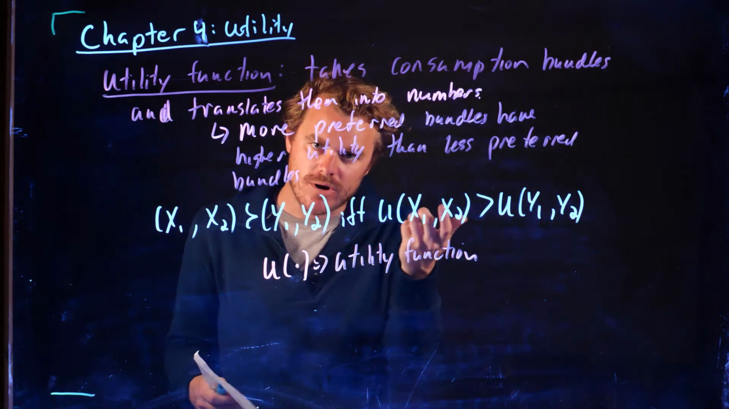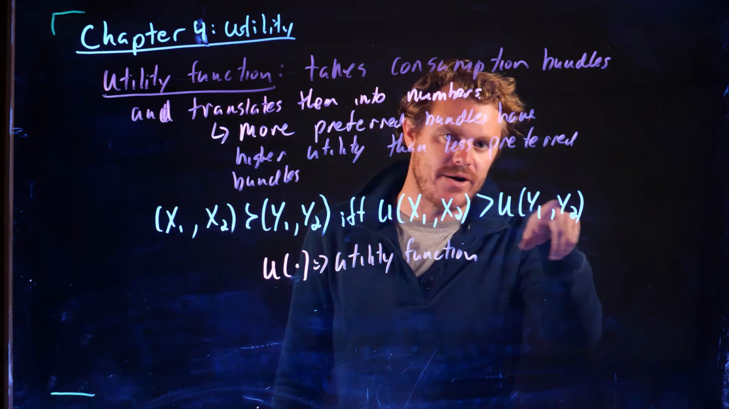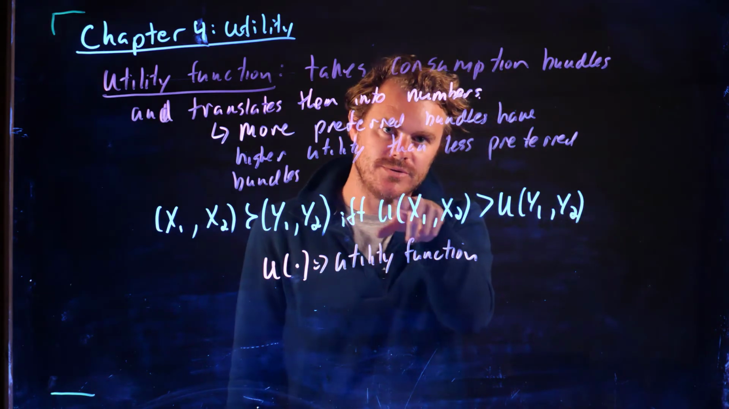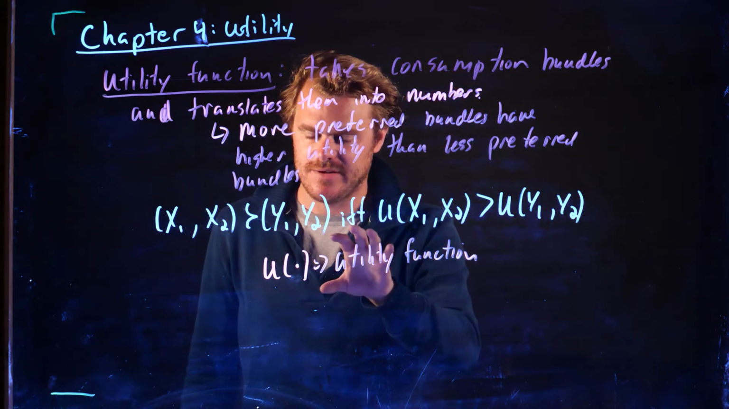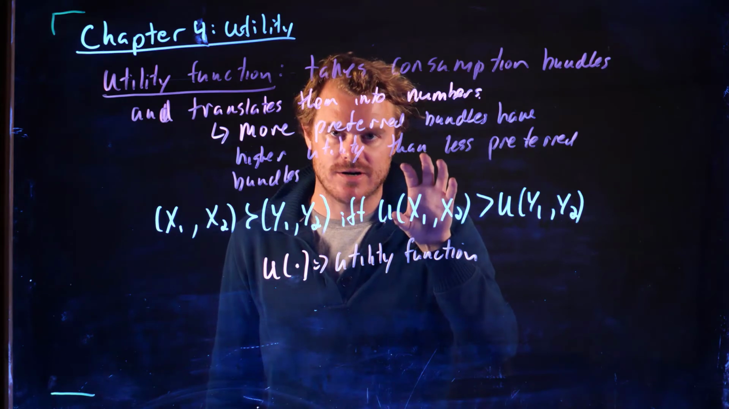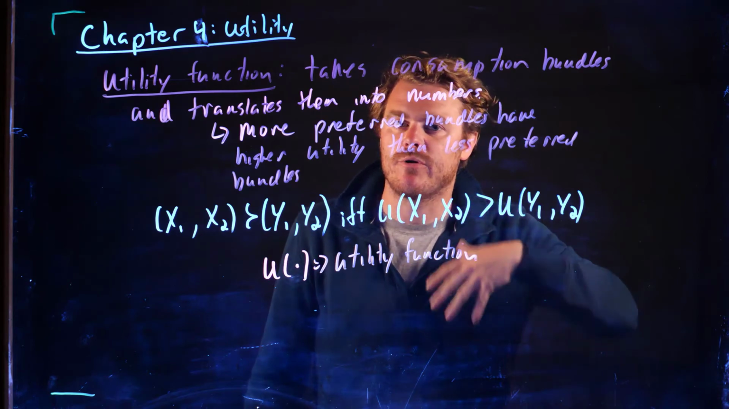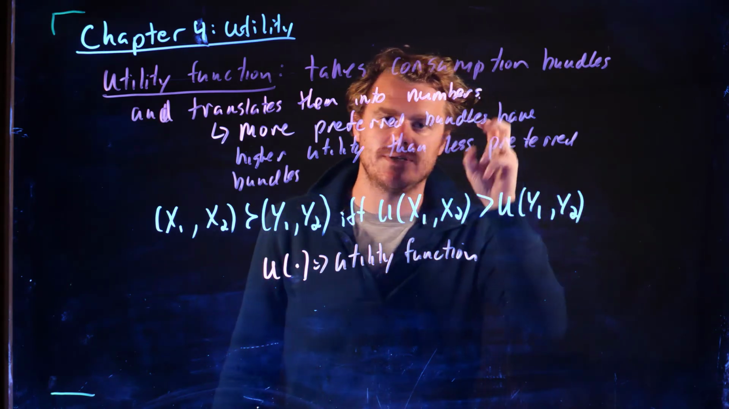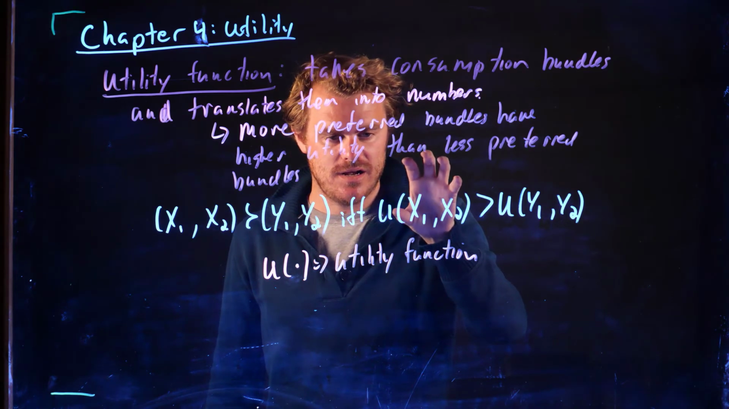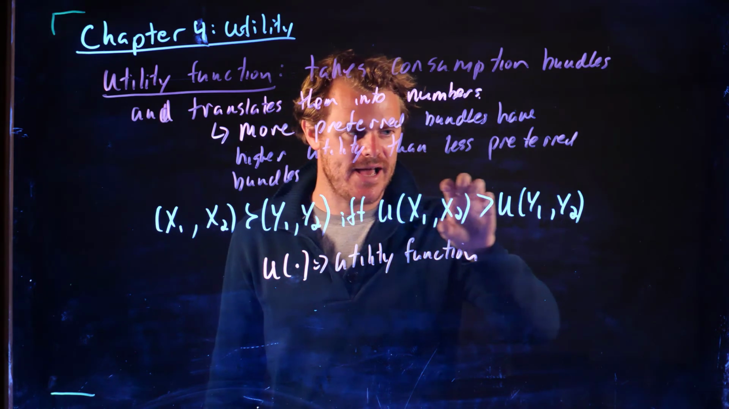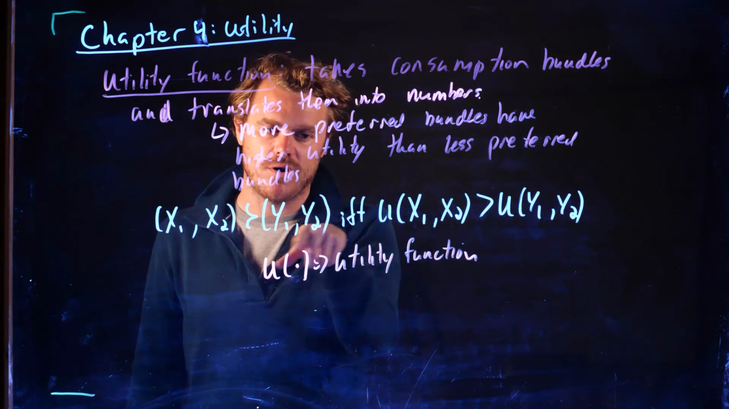Essentially, we're applying some function to the amounts of x1 and x2, as well as the amounts of y1 and y2. These are the different amounts of good 1 and good 2 in different bundles. And what this utility function does is give greater numbers to more preferred bundles. The bigger the number, the bigger the utility. So we're only going to get a utility of bundle X being greater than bundle Y if bundle X is preferred to bundle Y.